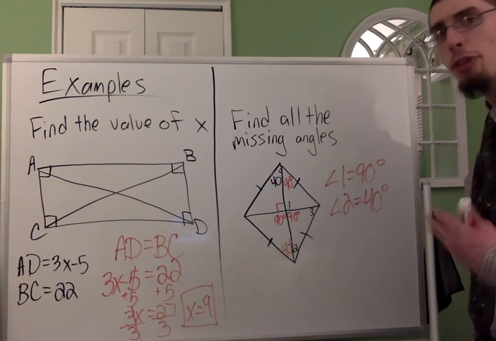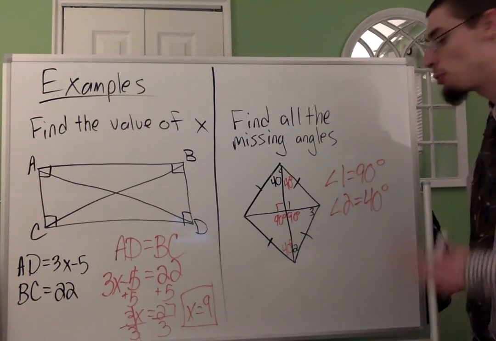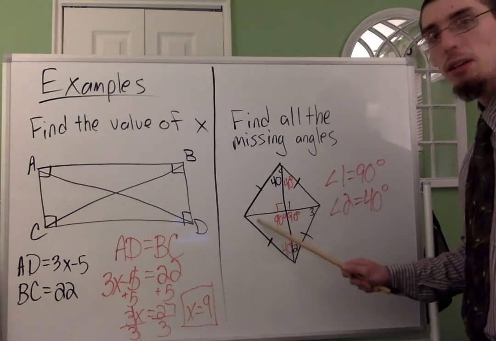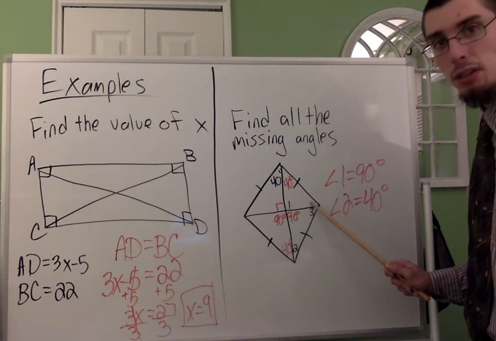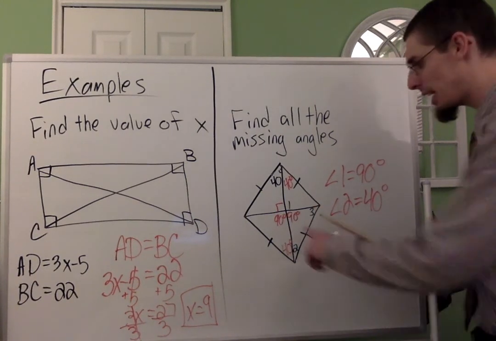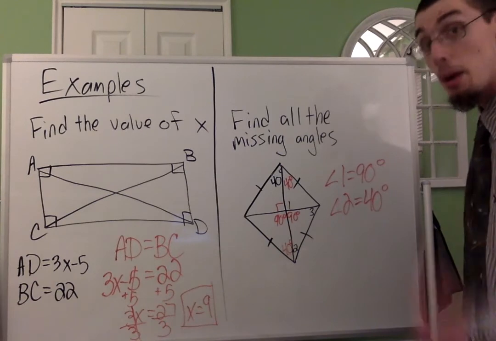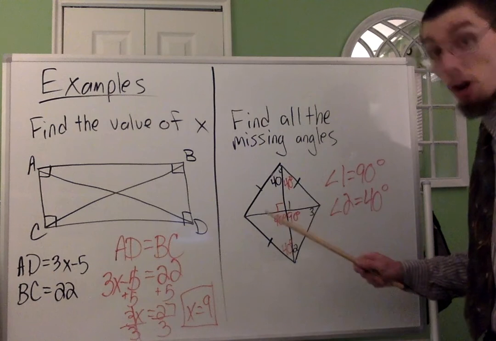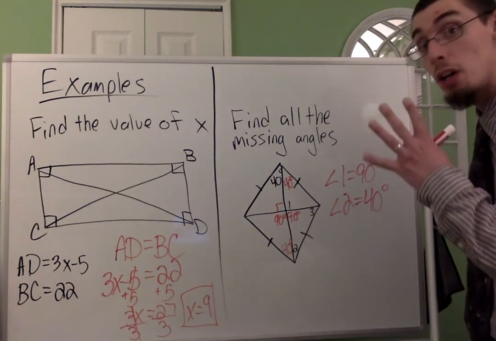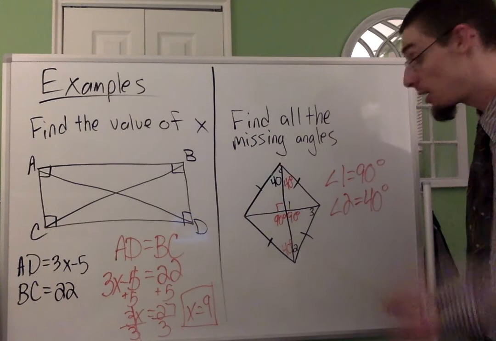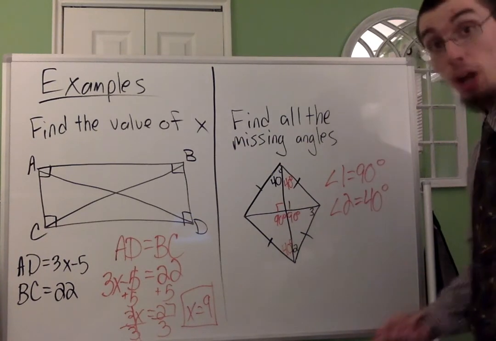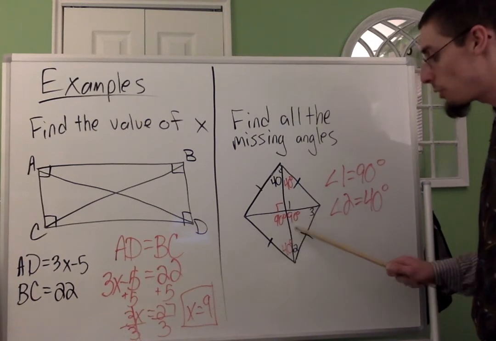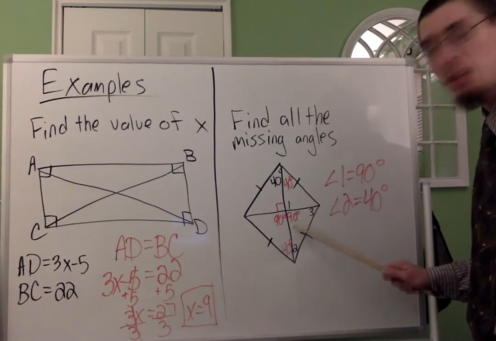Now, for angle 3, you have to realize something. Because I don't know what these angles are, right? I don't know what this angle is. So on the surface, it seems like I can't really figure out what angle 3 is. But if you look at this diagram closely, you might notice that this rhombus was divided into 4 triangles, right? 1, 2, 3, 4 triangles, right? So look at this one down here.